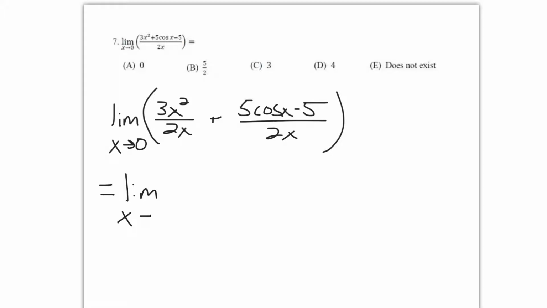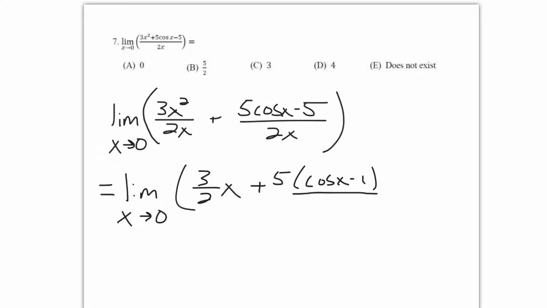So if I continue to simplify this, 3x squared over 2x simplifies to 3 halves x. We can find that limit easily. Plus, for this next fraction, if I factor 5 out of the top, I'm left with cosine of x minus 1. If I factor 2 out of the bottom, I'm left with x. Now, how do we evaluate this?